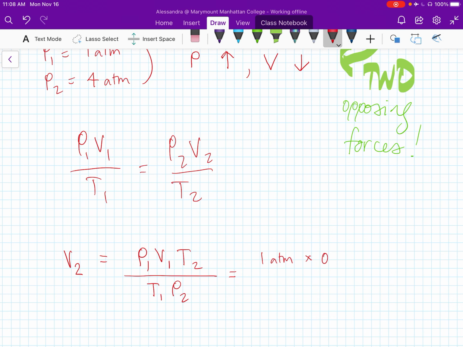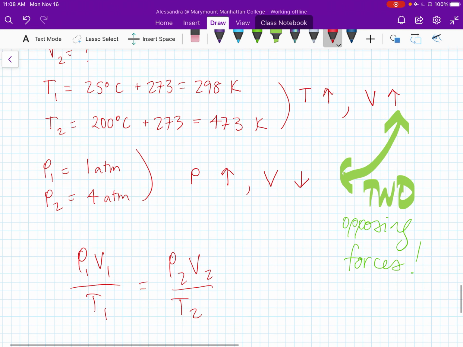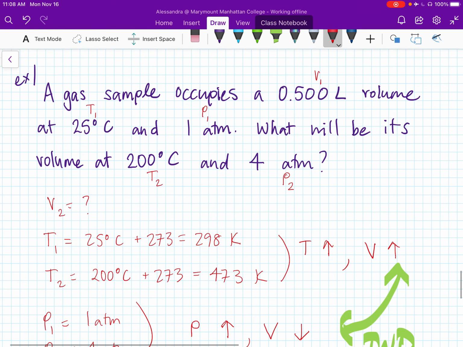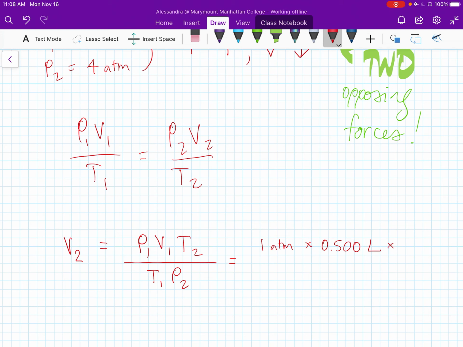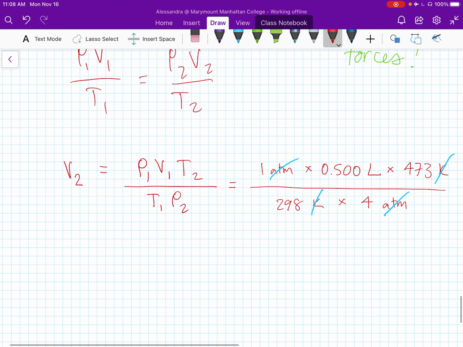Okay, so plugging in all of my variables, I'm going to plug in 1 atmosphere for P1. V1 is going to be 0.500 liters, I believe. Let's check that. Yep, V1 is 0.5 liters. And T2 in Kelvin is 473 Kelvin. T1 is 298 Kelvin, and P2 is the 4 atmospheres. So the atmospheres cancel and the Kelvin cancel. So I'm left with liters. And V2, once I do the arithmetic, comes out to be 0.2 liters.